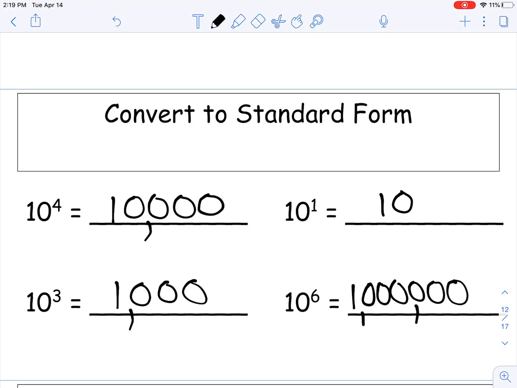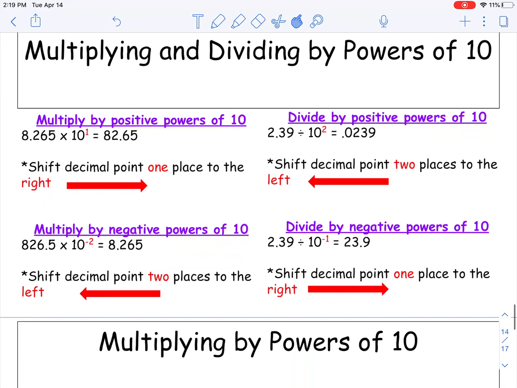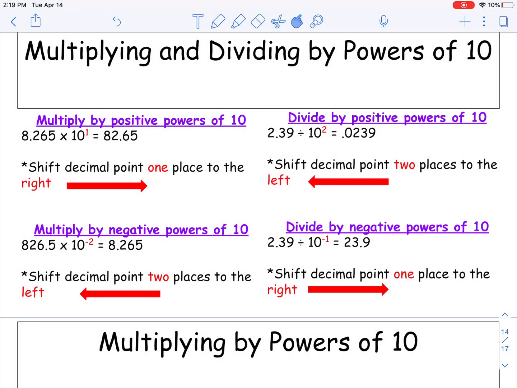So you're going to do a couple of problems converting between your powers of 10. And then multiplying and dividing by powers of 10. Remember, when you multiply by a positive power of 10, you move the decimal place to the right. If you're multiplying and it's negative, it goes to the left, and then division is the opposite. Dividing by a positive goes to the left, dividing by a negative goes to the right.